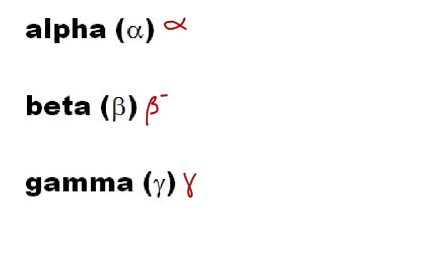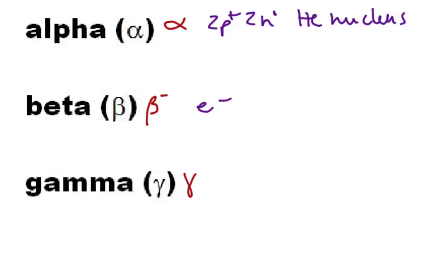Now an alpha particle is really just 2 protons and 2 neutrons, which means that it is actually a helium nucleus. Now a beta particle is just an electron, but it's an electron that came out of the nucleus, and it's got a very, very high speed, so it's a high-speed electron.